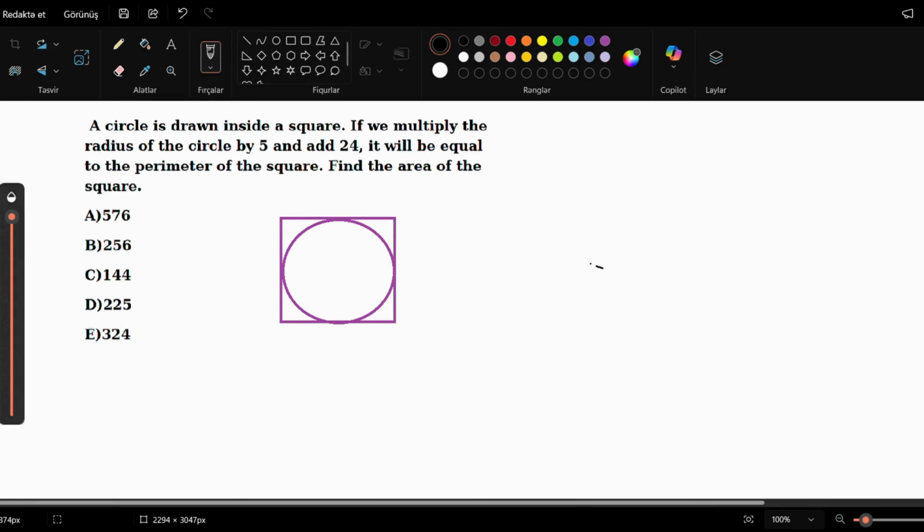We record the data in the problem. All sides of a square are equal. Side equal A. A, A, A, and A. Where the radius is a half of the side. And diameter is equal 2 times radius and diameter equal side.